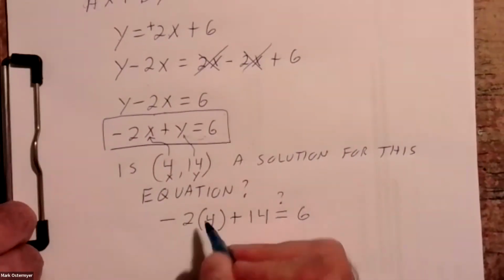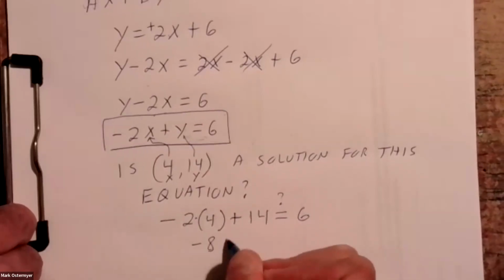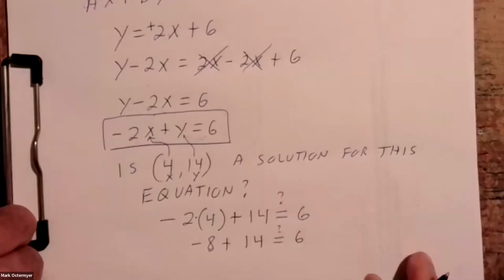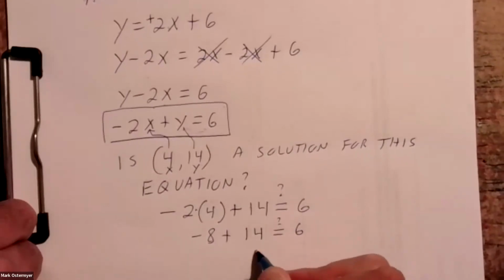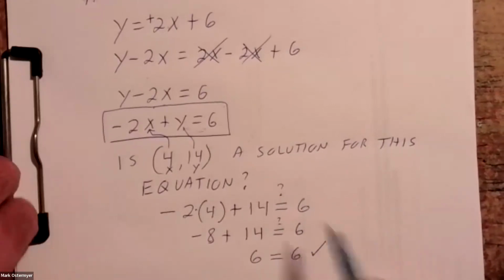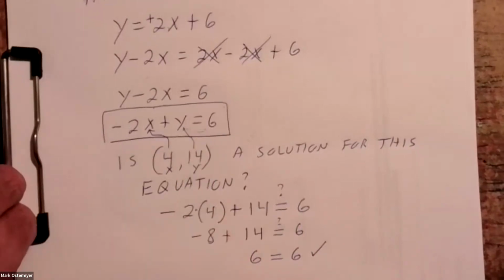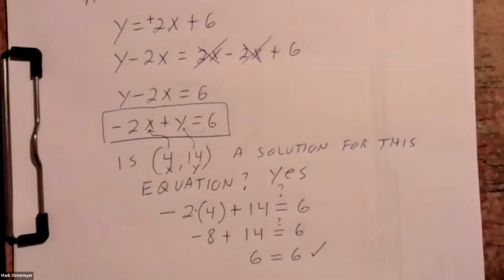Well, according to the order of operations, we multiply before we add. Negative 2 times 4 is negative 8. Is negative 8 plus 14 equal to 6? Is that true? Well, negative 8 plus 14 is 6. And notice it does check out. And so, ladies and gentlemen, we would conclude that (4, 14) is an ordered pair solution to this linear equation. The answer is yes. It satisfies the linear equation.